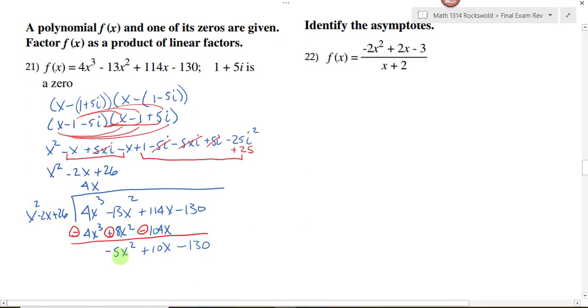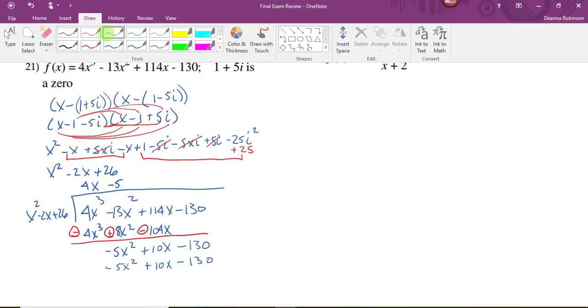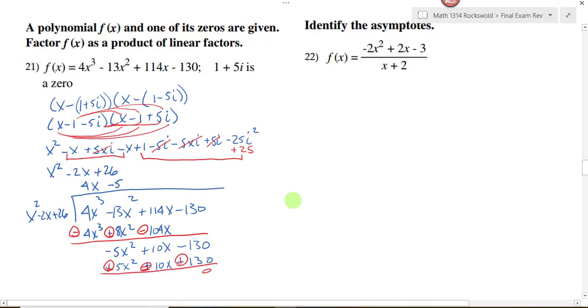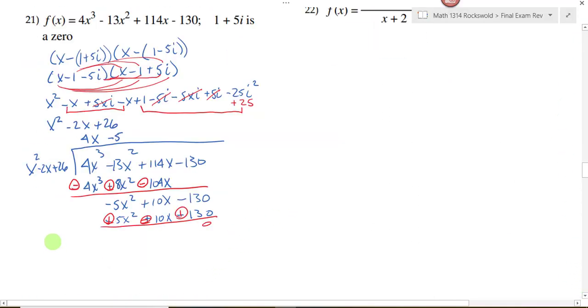When I divide negative 5x squared by x squared, I get minus 5, and then I distribute. Minus 5 times x squared is a negative 5x squared. Minus 5 times negative 2x is a positive 10x, and minus 5 times 26 is a negative 130, and then I change my signs and add, and I get the remainder is 0. So that means that I could write f of x as my factors 4x minus 5 times x minus 1 minus 5i times x minus 1 plus 5i, and I've factored that completely.